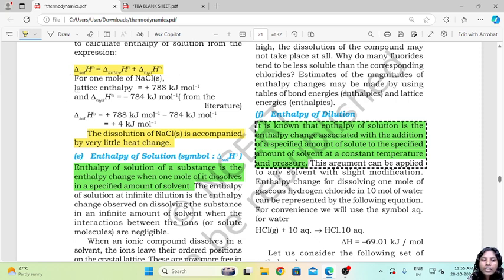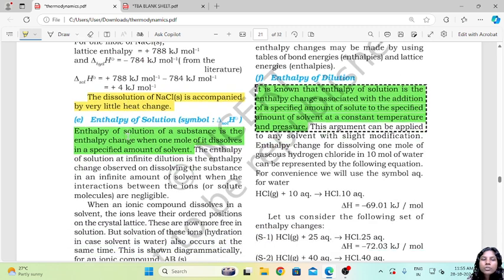So we know for 1 mole of NaCl, the lattice enthalpy we already calculated, that is 788 kilojoules mole inverse. Now, from literature we have to remember that the hydration enthalpy is minus 784 kilojoules mole inverse. So if you do the subtraction over here, we get the enthalpy of solution, that is 4 kilojoules mole inverse. So what we can say is that the dissolution of NaCl is accompanied by very little heat change, because 4 kilojoules mole inverse is comparatively very small. This is the heat change that occurs on dissolving this amount of NaCl in a certain amount of solvent.